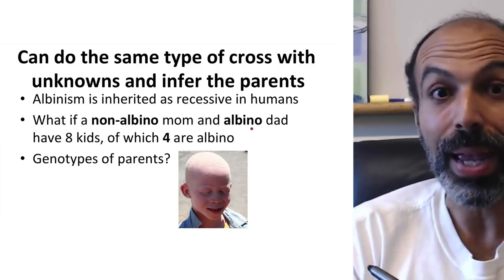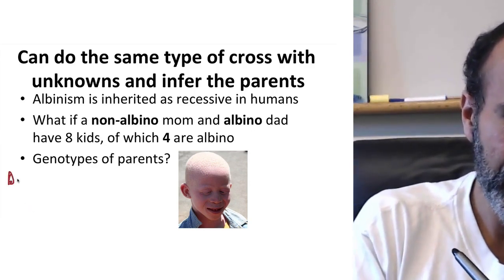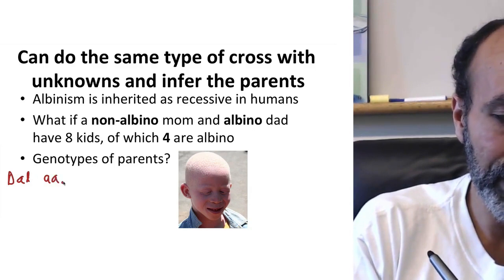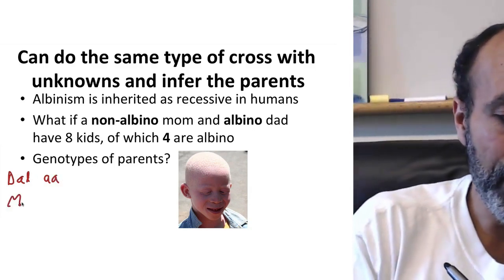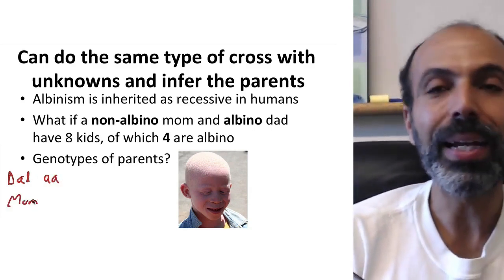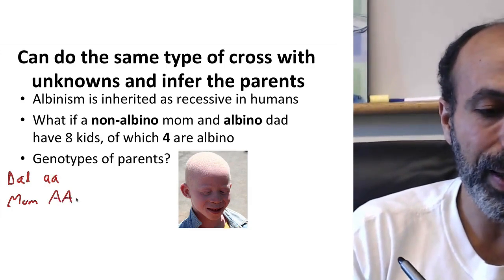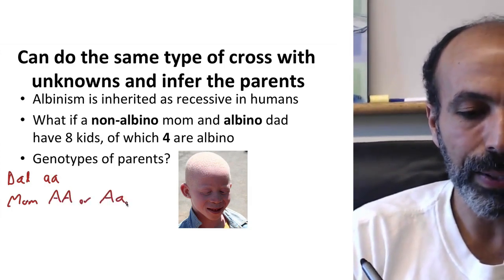So let's call it A. So dad has to be little a, little a. Okay? Now mom is non-albino. So she could be big A, big A, or big A, little a, right?